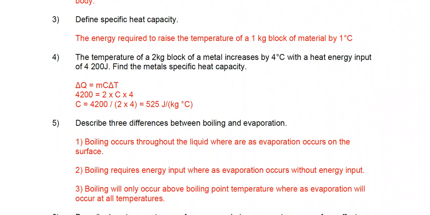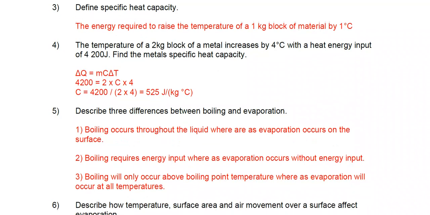The temperature of a 2 kilogram block of metal is increased by 4 degrees, with a heat energy input of 4,200 joules. Find the metal's specific heat capacity. Well, to find the specific heat capacity, we can use the specific heat capacity equation: ΔQ = mcΔT. So 4,200 is 2 times c times 4. Rearranging to make the specific heat capacity the subject of the equation, 4,200 divided by 2 times 4, we get 525 joules per kilogram per degree.